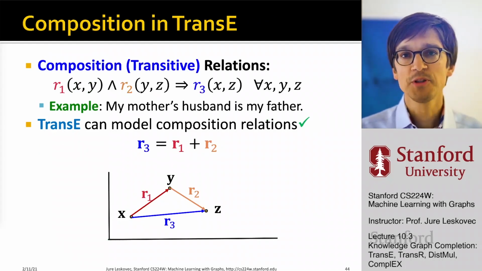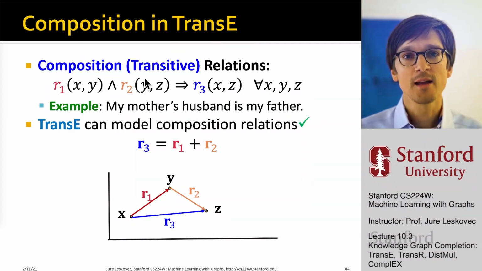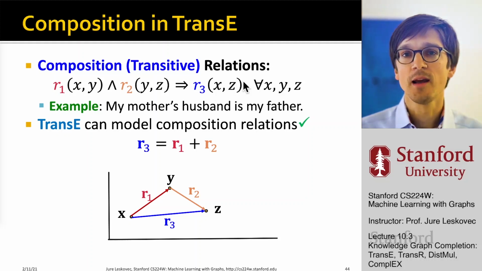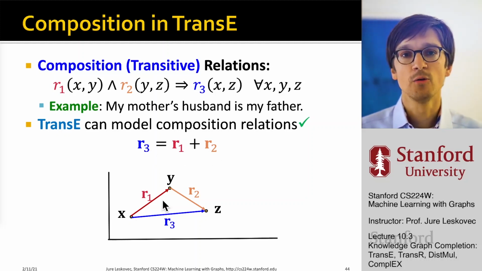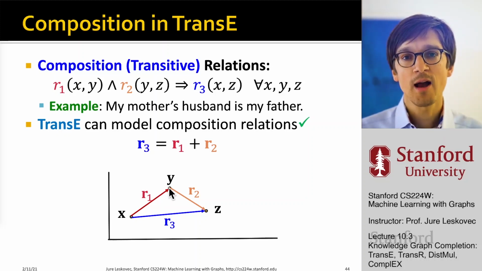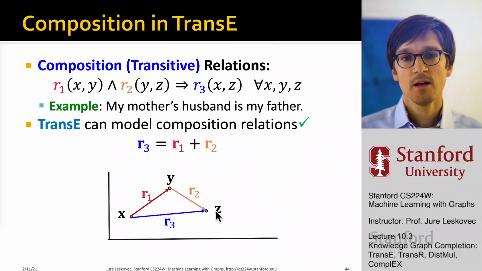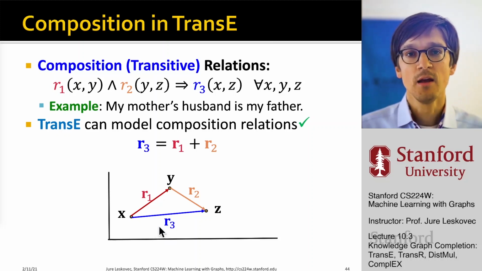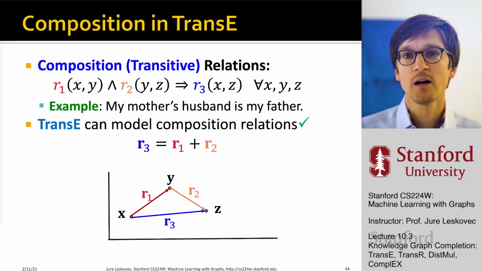How about composite or transitive relations, right? Where I say if X and Y are related and Y and Z are related, then X and Z should be related as well. So in TransE, you can simply do this by saying R3 is simply a summation of R1 and R2. So if I go from X via R1 to Y, and then I go from Y via R2 to Z, then I can simply go from X to Z according to R3. And R3 is simply the vector R1 plus vector R2. So again, we can do composite relationships with TransE easily.